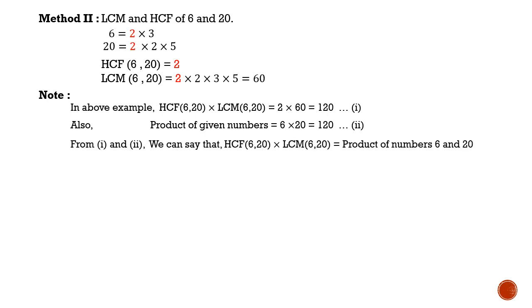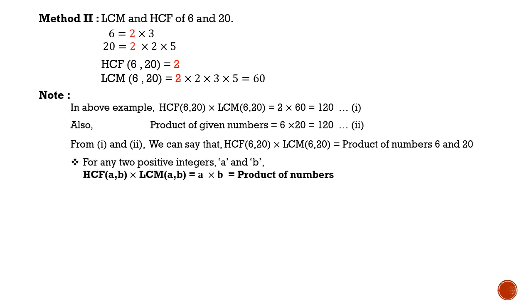HCF of 6 and 20 into LCM of 6 and 20 is equal to the product of the numbers 6 and 20. So from this we can write a note that for any two positive integers a and b, HCF of a and b into LCM of a and b is equal to a into b, that is nothing but the product of the numbers. So if we are given two positive integers, the multiplication of their HCF and LCM is always equal to the product of those numbers. Remember this note. We are going to see some more examples based on this note.